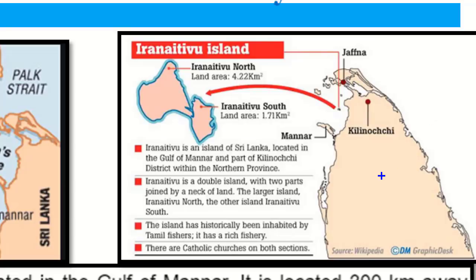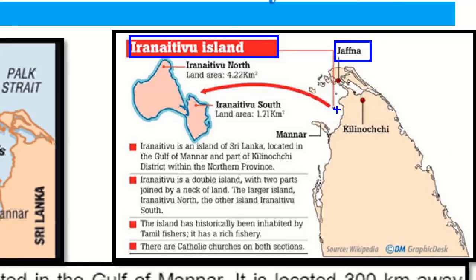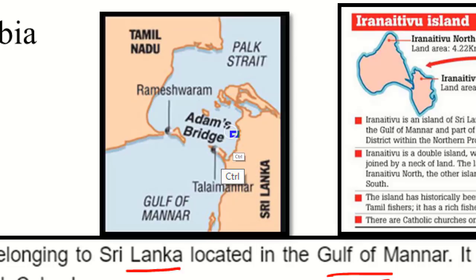So this is Sri Lanka and this is Jaffna and this is Iranitau Island. So this is the location. Now this island is divided in two parts. One is Iranitau North and Iranitau South. And this is connected through a narrow land. So this island is on the northern side of Sri Lanka. So this island is situated somewhere here.